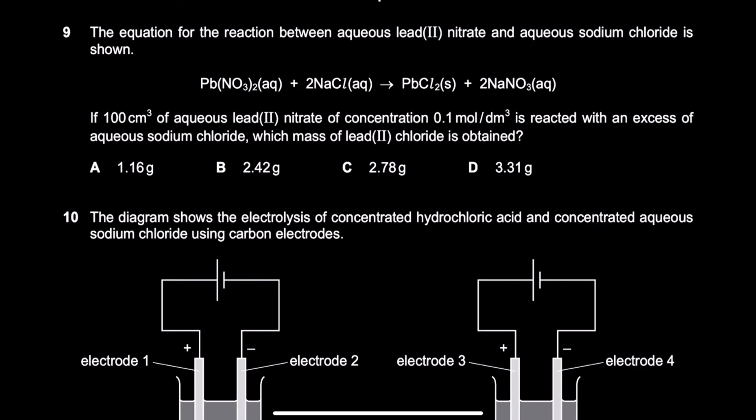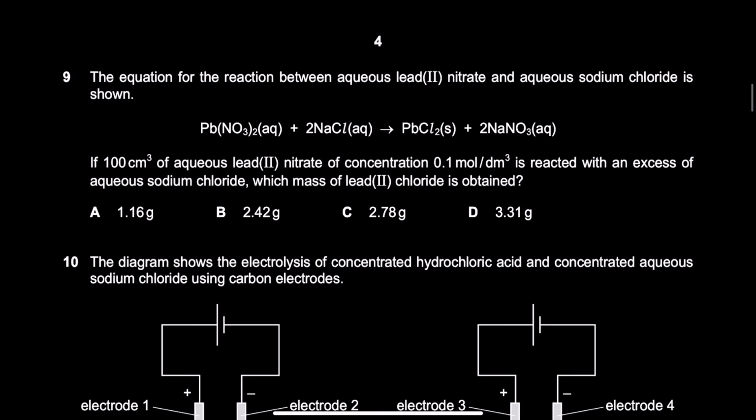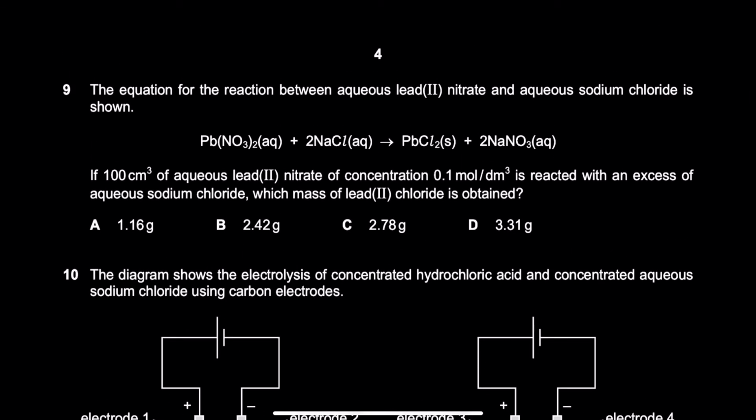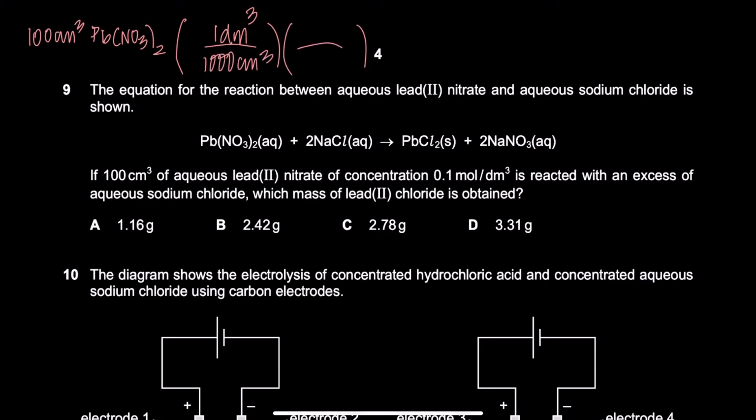The equation for the reaction between aqueous lead nitrate and aqueous sodium chloride is shown. If 100 centimeter cube of aqueous lead nitrate has a concentration of this much, reacted with excess sodium chloride, which mass of lead chloride is obtained? Okay, again, it's a simple moles question, simple stoichiometry. You had 100 centimeter cube of lead nitrate, Pb(NO3)2, right? And you don't need centimeter cube, so you need to cancel it out, and 1 decimeter cube has 1,000 centimeter cube. And then you don't need decimeter cube, you need moles in order to use this relationship between lead nitrate and lead chloride.